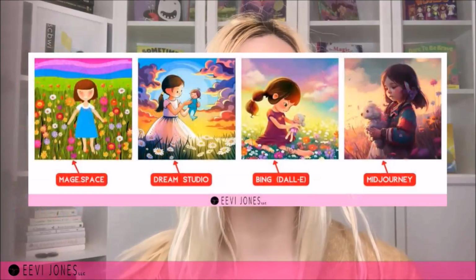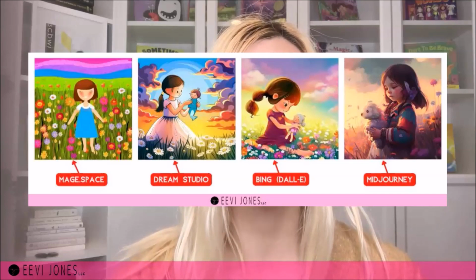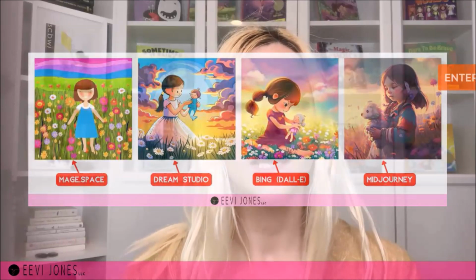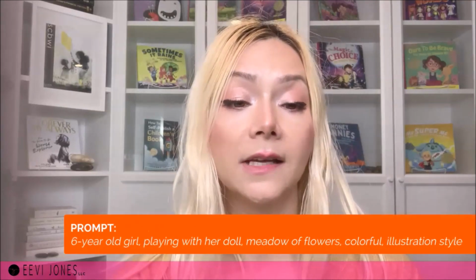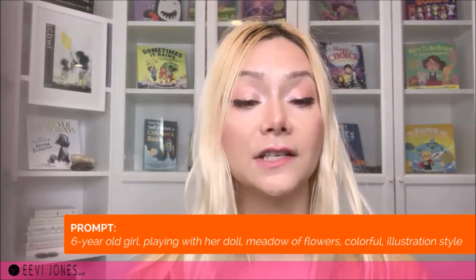So here are the different generated images again side by side using the same prompt with those 4 different tools, with 2 free options and 2 paid options. Now, when it comes to entering our prompts, it's very much a trial and error process, but having tried these different AI image generators, I have found it to be helpful to enter the prompts with some sort of pattern or categories in mind. So when I generated the images I've shared with you just now, I again used this prompt right here: 6-year-old girl playing with her doll, meadow of flowers, colorful, illustration style.